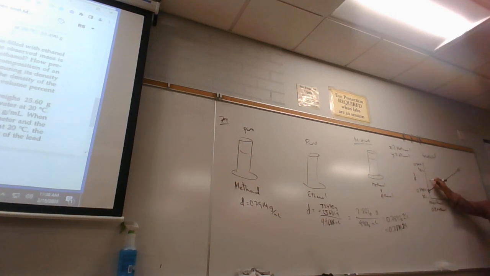And what's the mathematical equation that describes this trend here? Well, the equation of a straight line is y equals mx plus b. And so what is y? Y is the density of the mixture. The density of the mixture is going to equal the slope. Well, what is the slope? The slope is delta y, and so this is going to be 0.7914 minus 0.7894 grams per milliliter, over delta x. Which one should we call our x? The ethanol or the methanol?